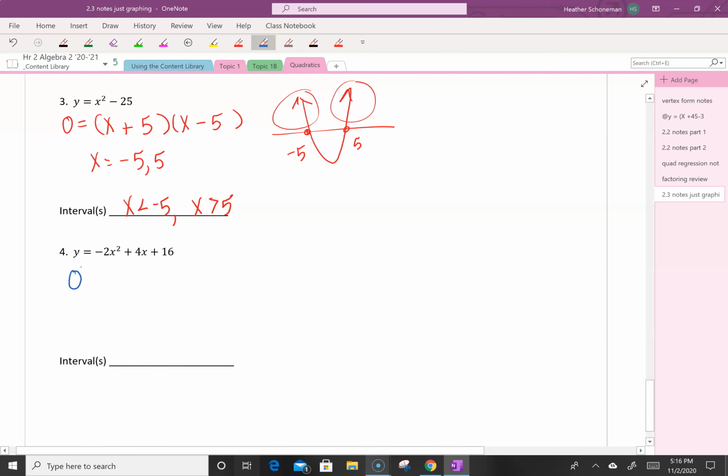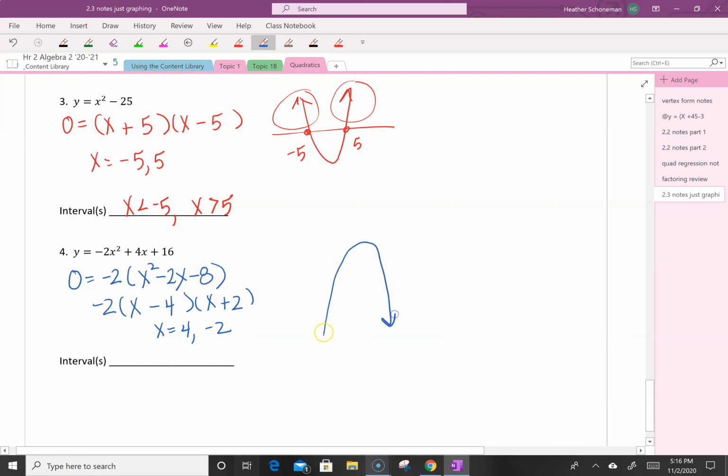I cannot factor with that leading coefficient negative. So I'm going to take out negative 2, leave me with x squared. 4 divided by negative 2 is negative 2x. 16 divided by negative 2 is negative 8. Now I need two numbers that multiply to negative 8 and add to negative 2, so it'd be negative 4 and positive 2. So when I solve, x equals 4 and negative 2.